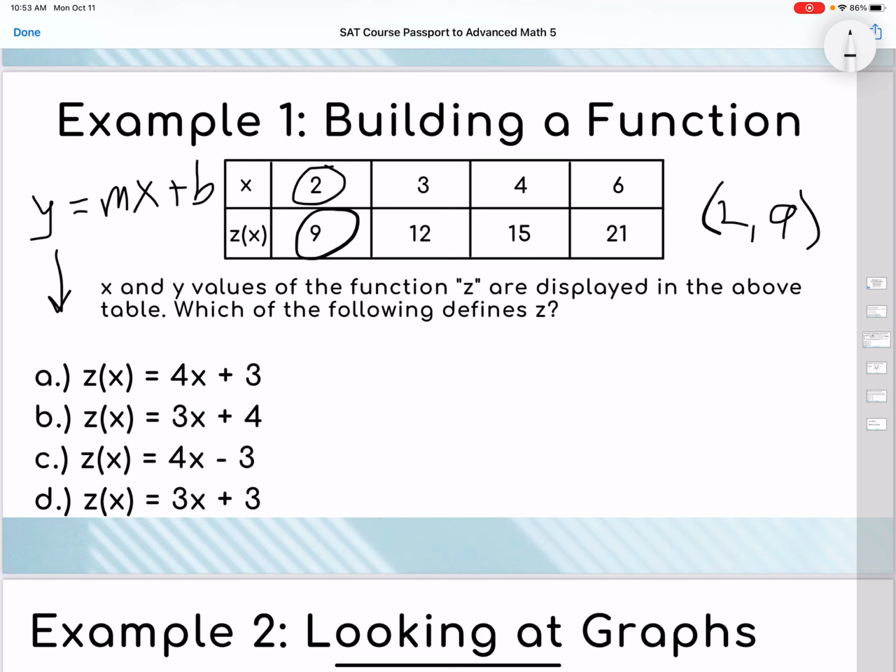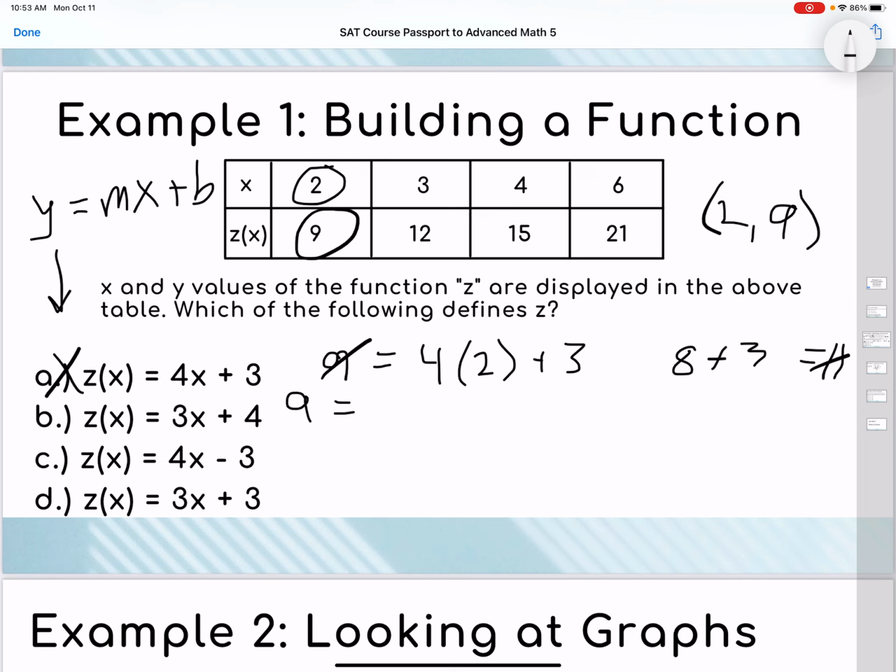If we look at the first one, 9 would have to equal 4x, which is 2, plus 3, which would be 8 plus 3, which is equal to 11. And 11 does not equal 9, so it is not A. All right, let's try the next one. In this case, 9 would have to equal 3 times x, which is 2, plus 4.